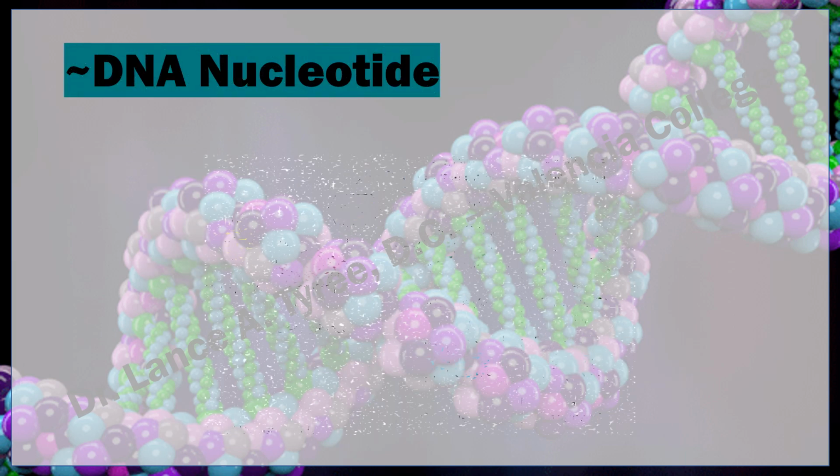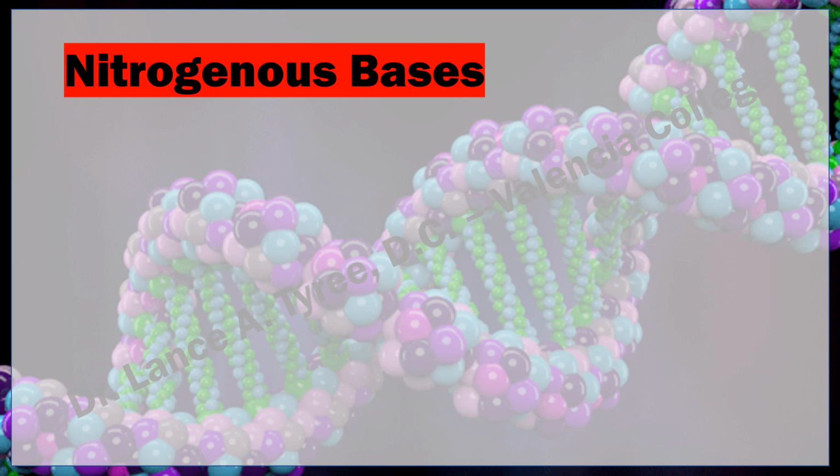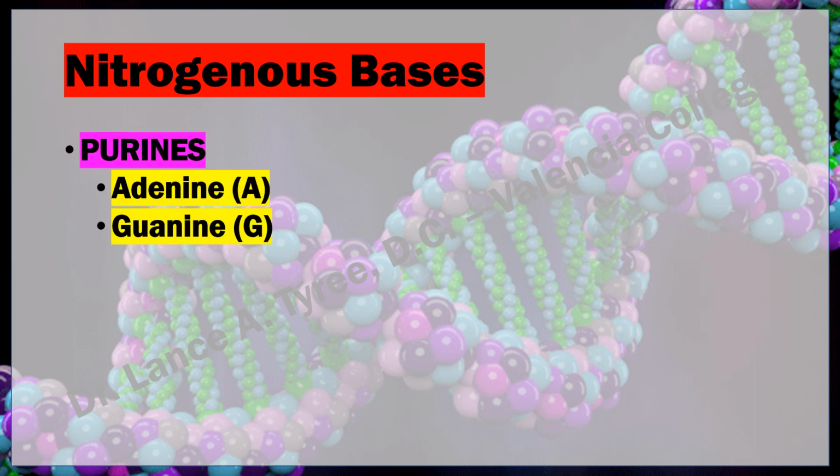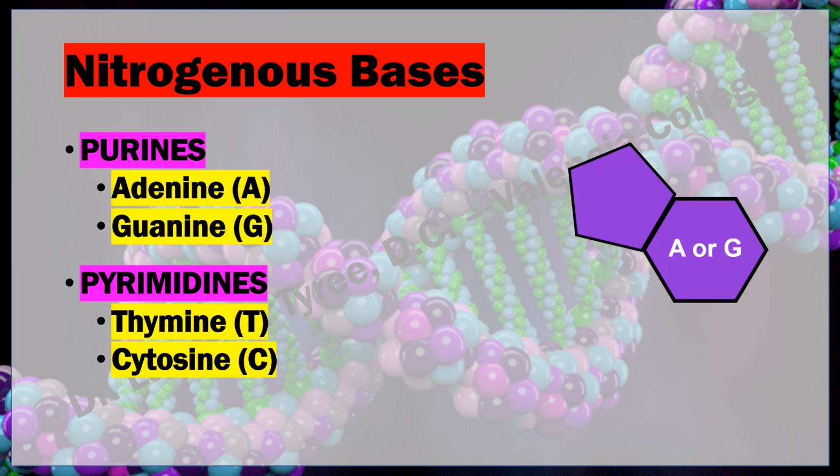Okay, the diagram out of your book looks like this. It shows the phosphate group, the deoxyribose, and the base. Okay, this just happens to show A and G and T and C. With those nitrogenous bases, we have the purines as mentioned, which are A and G, and we have the pyrimidines, which are thymine and cytosine. Okay, and we have examples of what this may look like on the right-hand side.